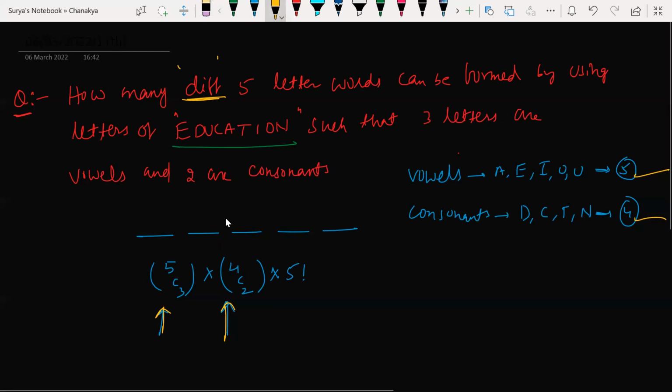Or, there is one more condition. First two consonants can come, then last three vowels can come. There is no condition given. In the first place, anyone can come, either consonant or vowel. Getting my point? So there are 5 chances.